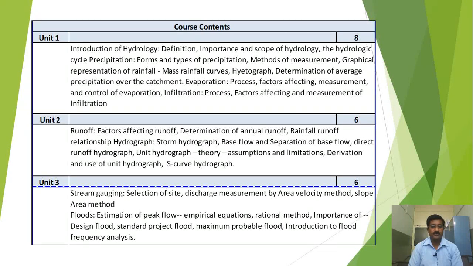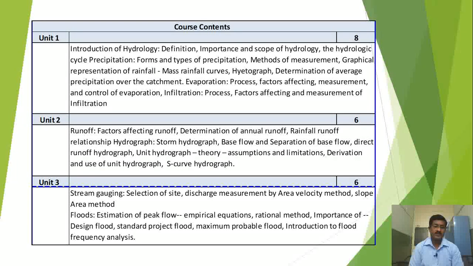Unit number 2, which has 6 lectures allocated, includes runoff, factors affecting runoff, determination of annual runoff, rainfall runoff relationship, storm hydrograph, base flow and separation of base flow, direct runoff hydrograph, unit hydrograph, theory, assumptions and limitations, derivation and use of unit hydrograph, S-curve hydrograph.